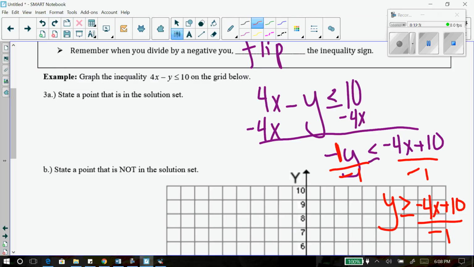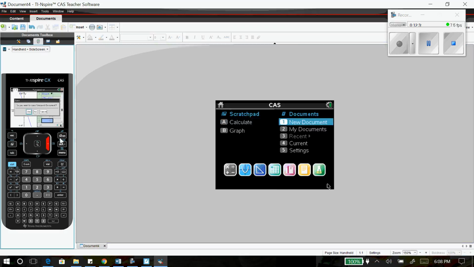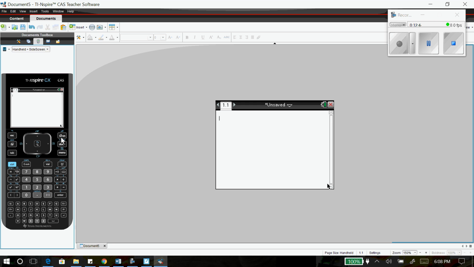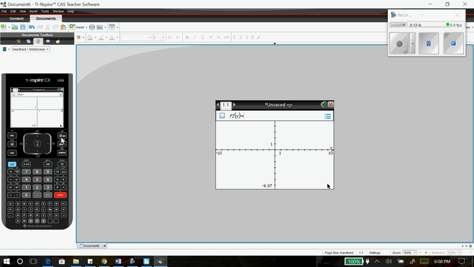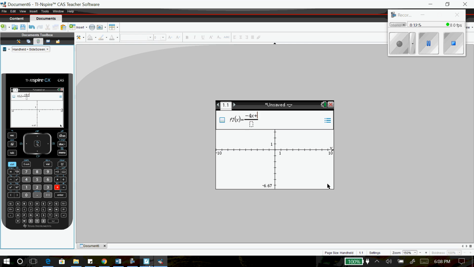Now remember, when we graph this, we cannot graph it as an inequality because the calculator, oops, I want to go to a graph. The calculator will give you a table. So in order to get a table, we're going to graph it just like we normally would. So negative 4x plus 10 over -1. Let's graph what we can.